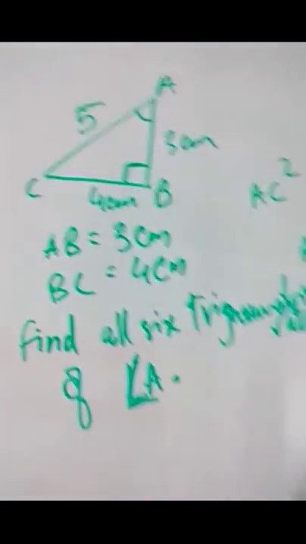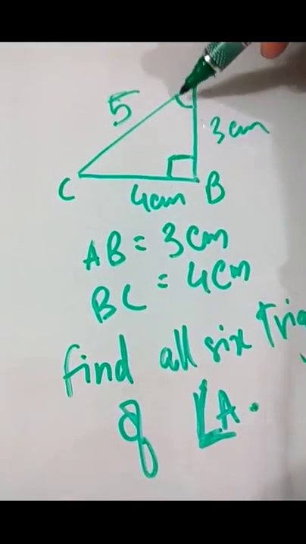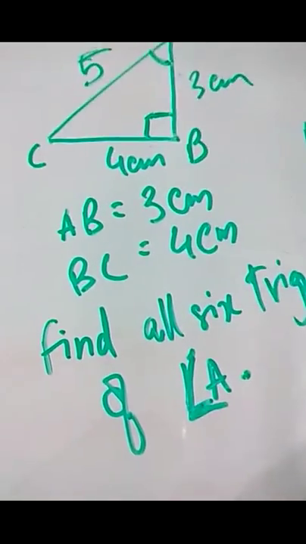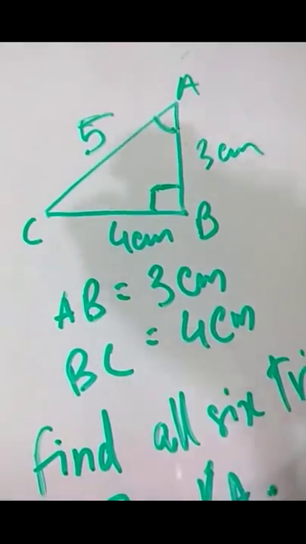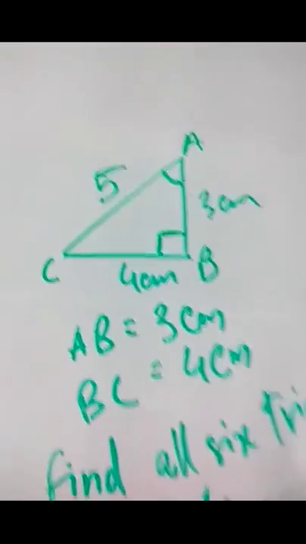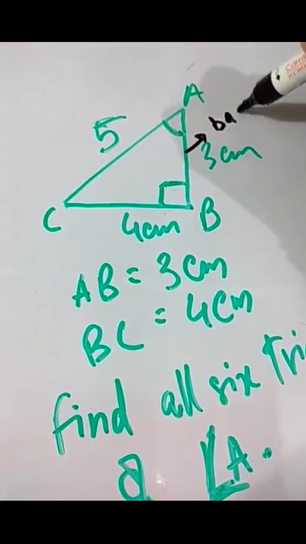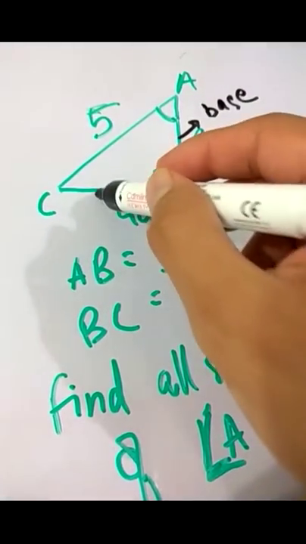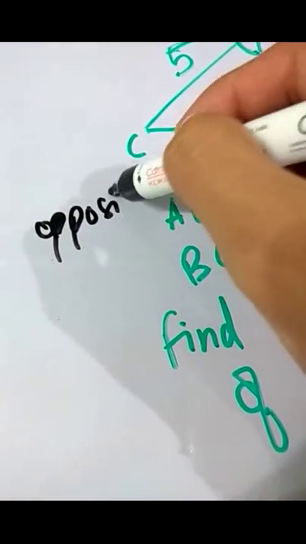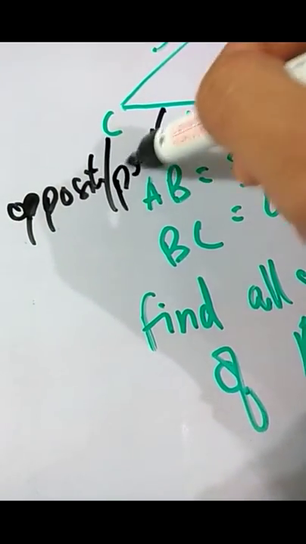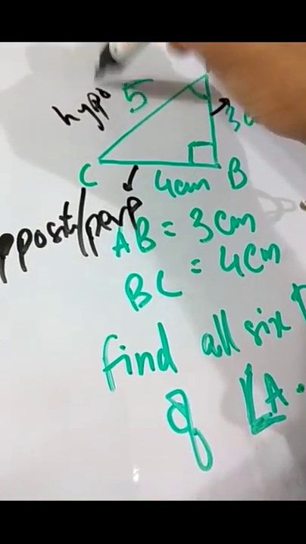Now we get to the trigonometric ratios of the angle A. Now the angle A, this is the angle A between the hypotenuse and the side AB. So this is going to be considered as the base, and this is going to be considered as the opposite or perpendicular, this side, and this is the base, and this is of course the hypotenuse.